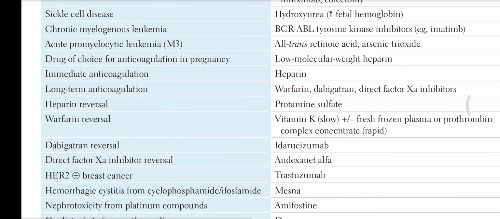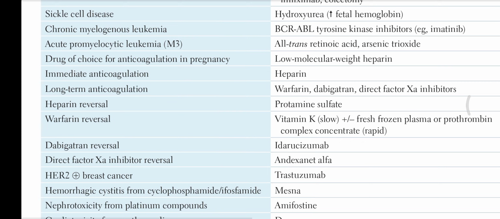Acute promyelocytic leukemia, that is M3: all trans retinoic acid and arsenic trioxide are given. Again, for acute promyelocytic leukemia, M3, all trans retinoic acid and arsenic trioxide.